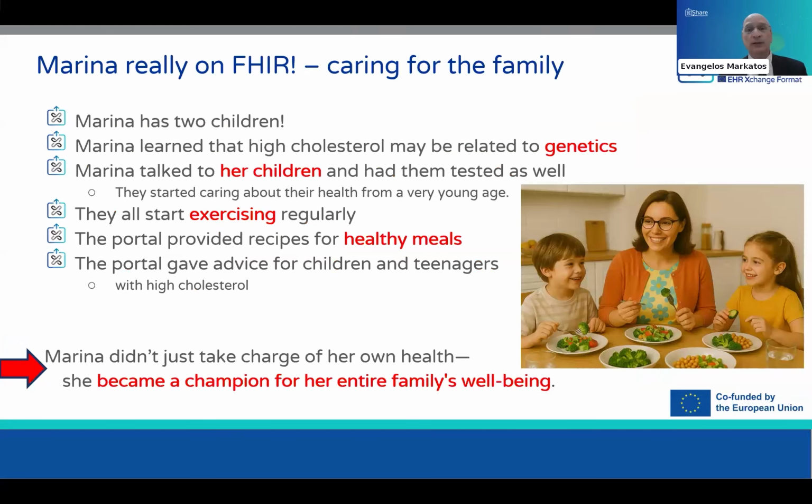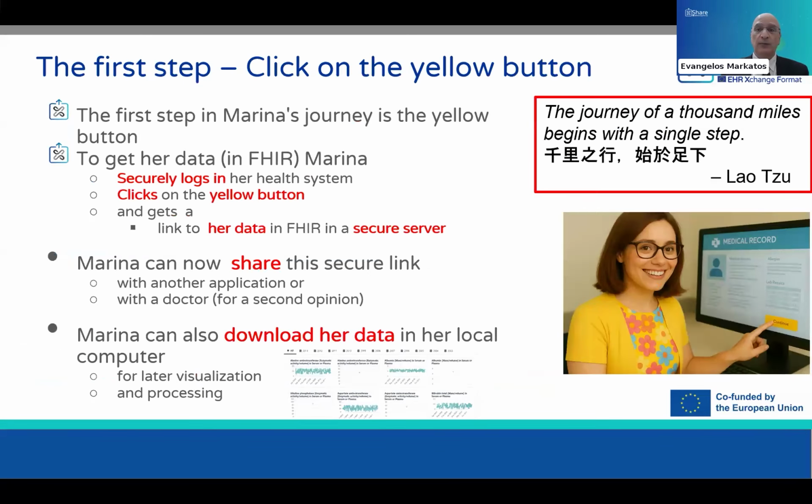Marina is not alone in this world. Marina has 2 children. Marina learned that high cholesterol may be related to genetics. Marina talked to her children and had them tested for cholesterol as well. They all started caring about health from a very young age. They all started exercising regularly, and the portal provided recipes for healthy meals. The portal gave advice for children and teenagers with high cholesterol. And you see, Marina didn't just take charge of her own health. Marina became a champion for her entire family's well-being.